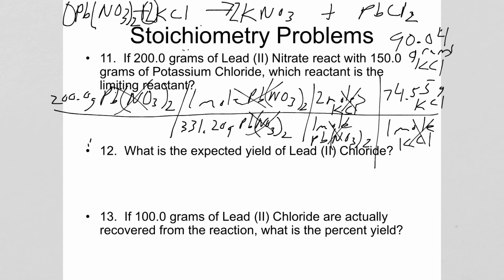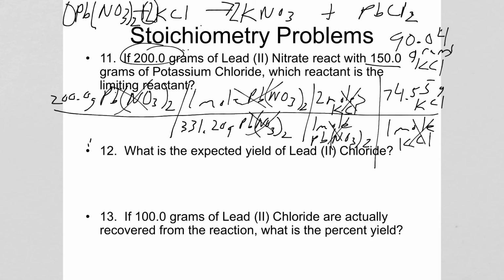So what this is telling us is for 200 grams of lead 2 nitrate, we need 90.04 grams of potassium chloride to go with it. Well, the problem told us that we had 150 grams of KCl. That means that we have way more than we need. So again, we need 90.04 grams of potassium chloride, but we actually have 150 grams. That means that we have way more potassium chloride than we need. Therefore, lead 2 nitrate is the limiting reactant.